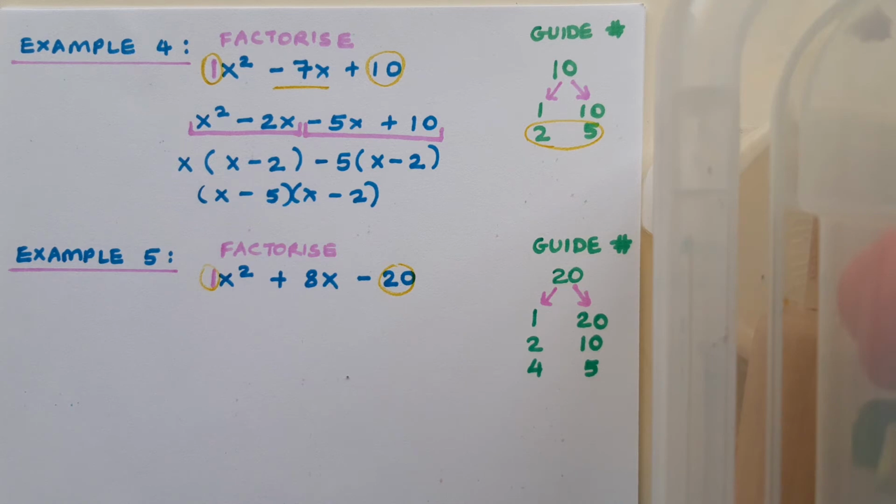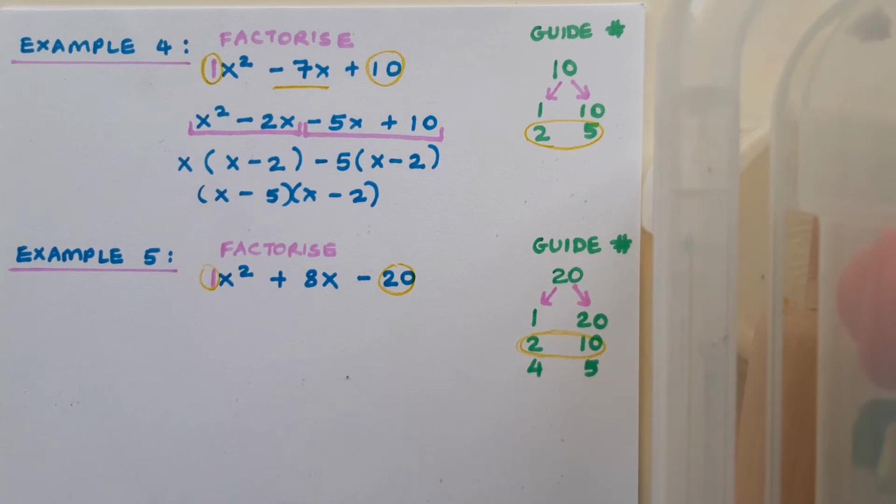Okay, so I want to make this plus 8 in the middle. Can I get that from 1 and 20? No. Can I get it from 2 and 10? Well, 2 and 10 makes 12, but if I allow myself to subtract, then I would be able to get 8, because to make plus 8, I can use 10 minus 2. And I can't get 8 out of 4 and 5, whether I add or subtract, so it looks like 10 and 2 are the options.